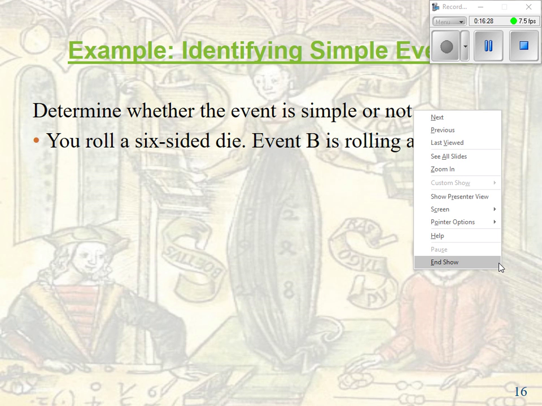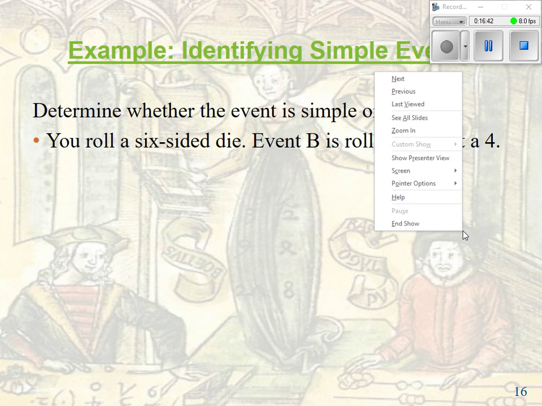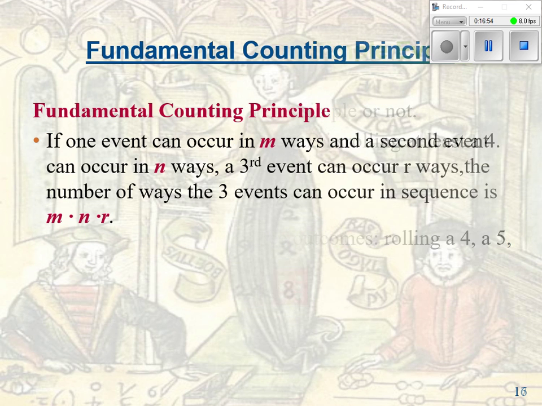Determine whether the event is simple or not. You roll a 6-sided die. Event B is rolling at least a 4. Is that simple or not simple? Not simple, because we could roll a 4, 5, or a 6, so it's not simple.